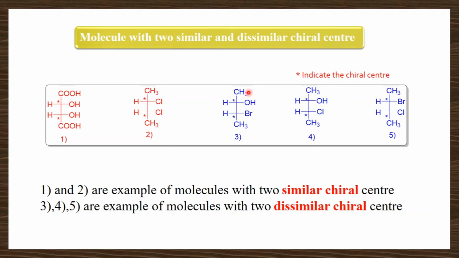And structure number 3 is an example of a molecule with two dissimilar chiral centers, because the chiral centers are different. Here this chiral carbon is attached to bromine, a methyl group and hydrogen, and here this chiral carbon is attached to OH, CH3 and hydrogen. So both chiral carbons are different. This is what we had learned in the last lecture.